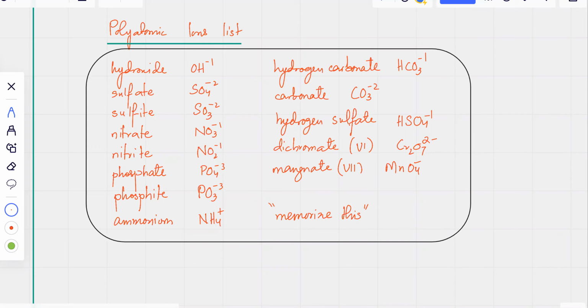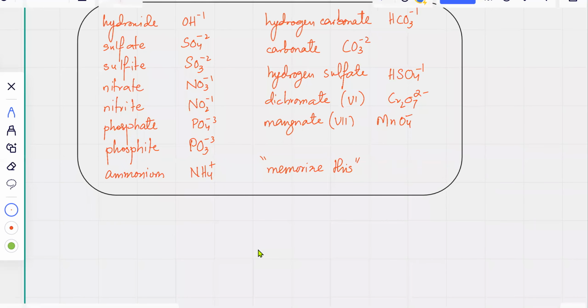These ions would form ionic lattices exactly the way the other ions were forming ionic lattices. There's going to be a positive ion and a negative ion. As an example, let's say calcium. It's in group 2. Group 2 is +2. And I'm going to pick a negative ion from the list above. So let's think of nitrate, which is NO3 with a charge of -1.